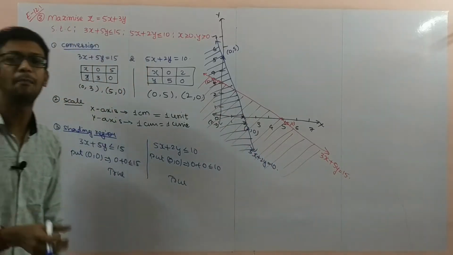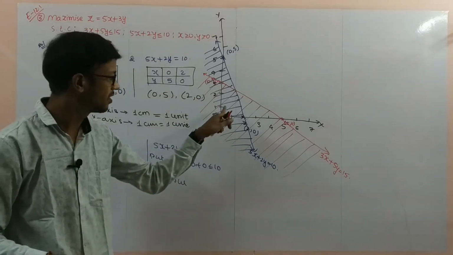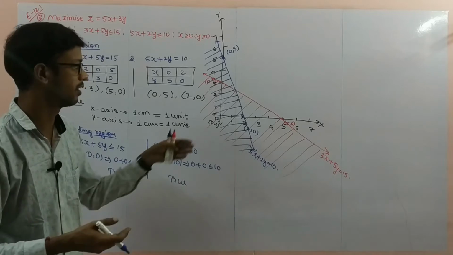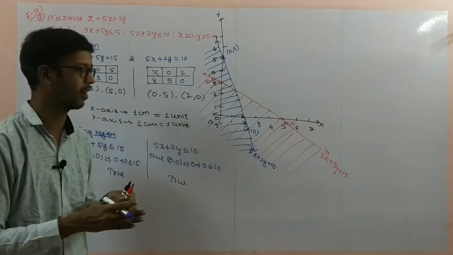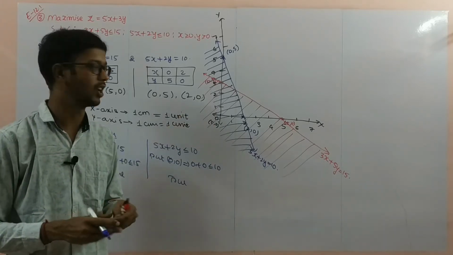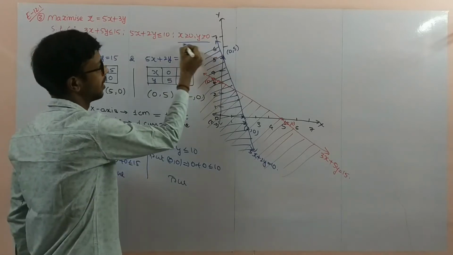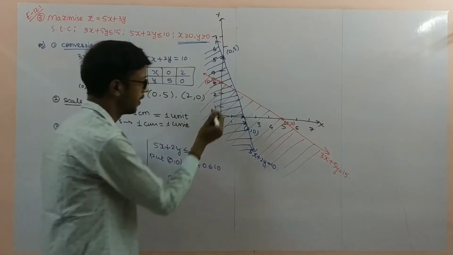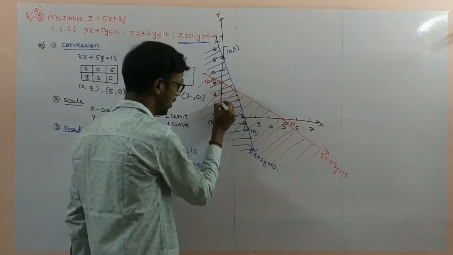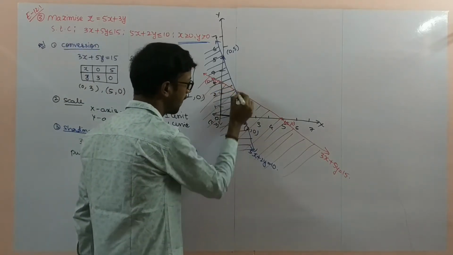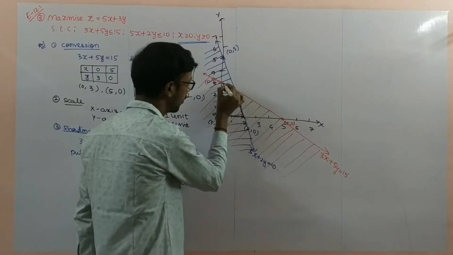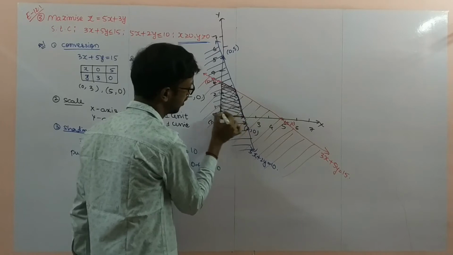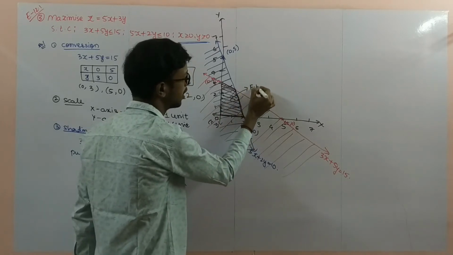Now the common region. The common region means where the red color lines and blue color lines intersect. The common part is the feasible region. But these constraints must compulsorily lie in the first quadrant. For that purpose, I will shade this one again, only in the first quadrant. This part is called the feasible region.